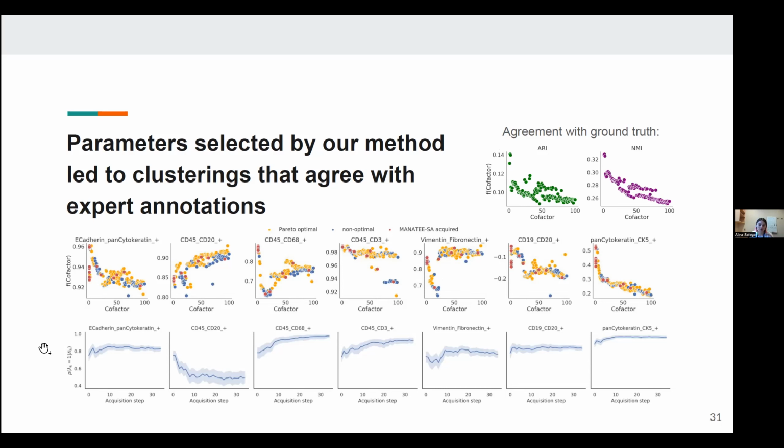In the bottom row, we also see the posterior probabilities for an objective being useful. For example, if we look at this objective here, it's actually maximized in the opposite range, so the values are higher for really large values of the cofactor for this particular protein pair. And so the probability for it being useful has been inferred to be lower. These are plotted as a function of the acquisition step.